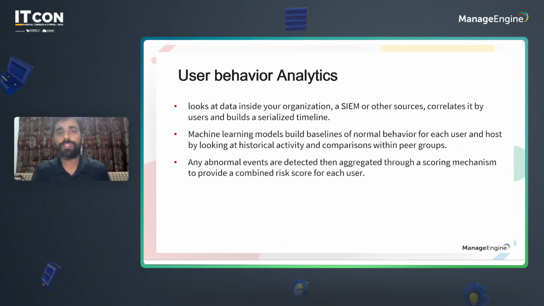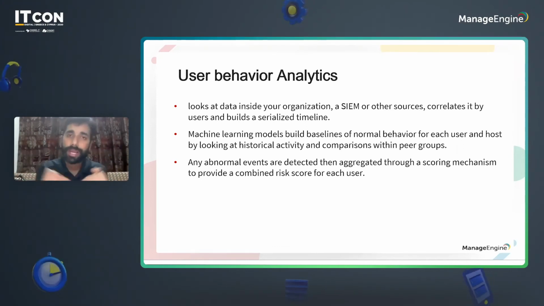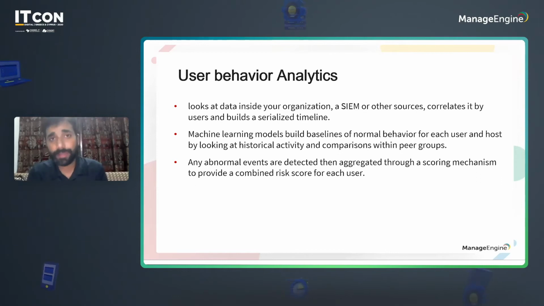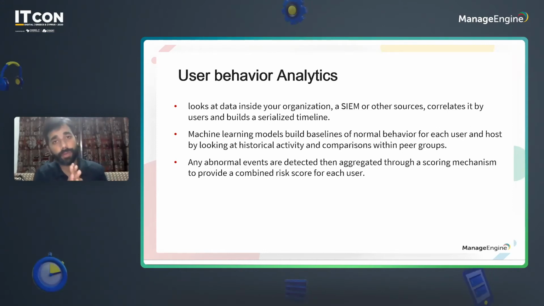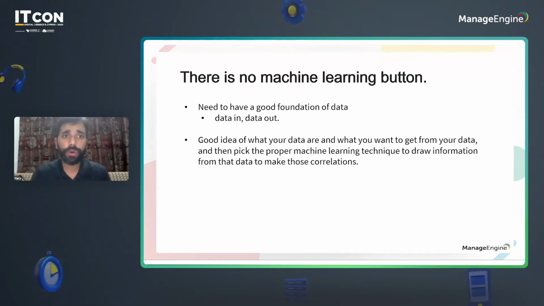All you basically need to do is feed your machine with all of the information of the past. It reads, it understands all of it along with the user activity, combines them together and makes a baseline. And once that baseline is set, any abnormal events are detected and then aggregated through a scoring mechanism to provide a combined risk score for each user, right? So I hope you all have a clear understanding of where user behavior analytics falls into your IT security, right? There is no machine learning button, period.